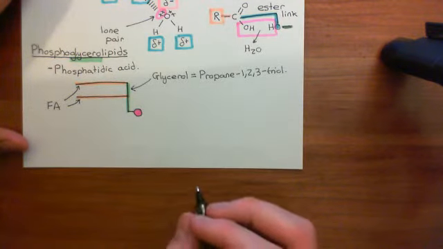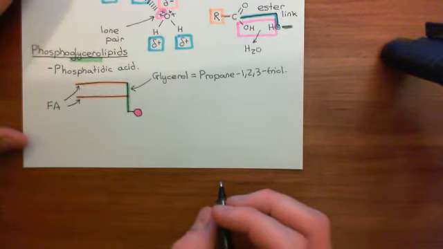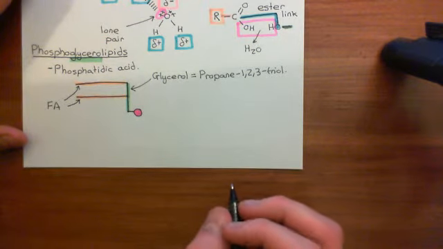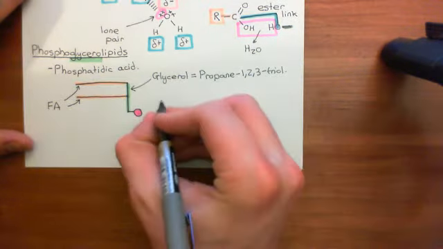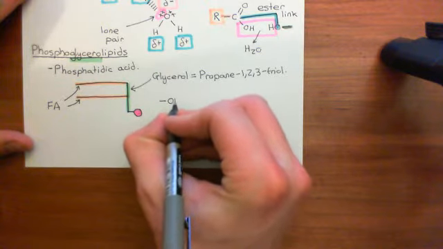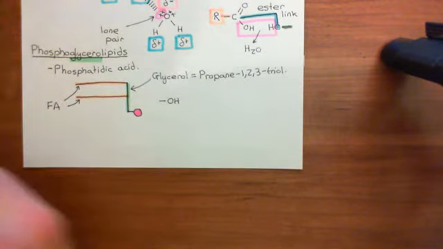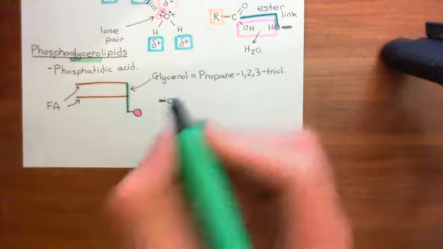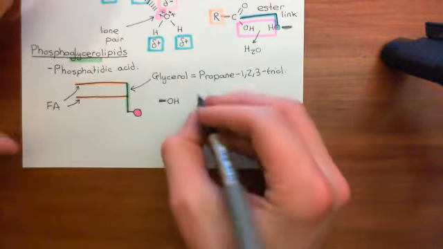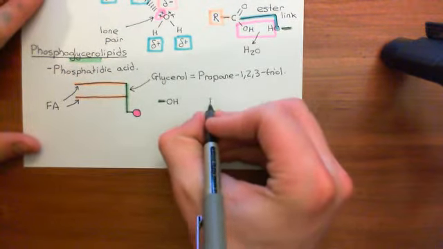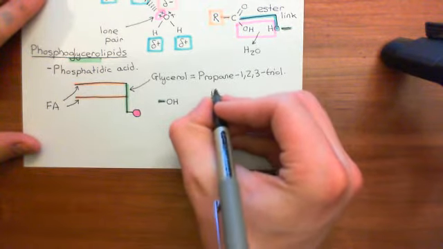Okay, so let me show you how we're going to attach this phosphate group onto this alcohol group that comes off the third carbon. So here is the alcohol group coming off the third carbon. This is green for glycerol. And then we're going to attach a phosphate group onto this. So let me draw a phosphate group here.